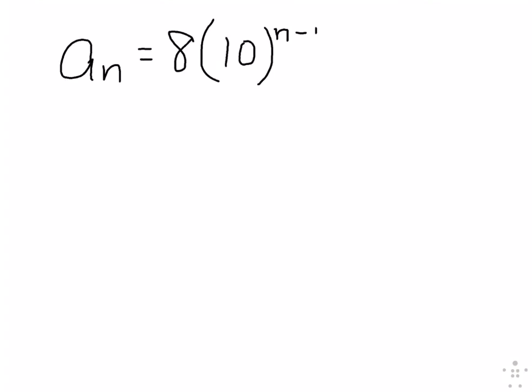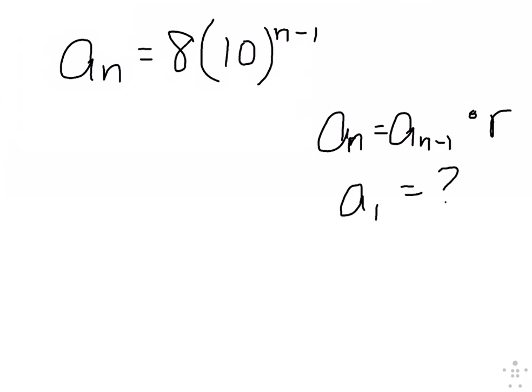15. A sub n equals 8, parentheses 10, n minus 1. Arithmetic or geometric? Geometric. How'd you know? Yep. A sub n minus 1 times r, and a sub 1 equals, I don't know. That's what we got to find out.